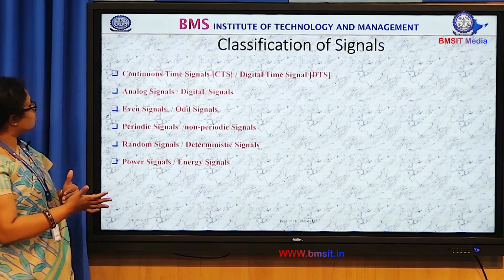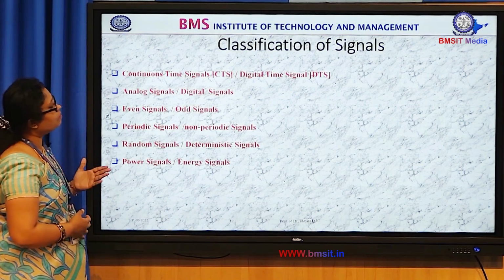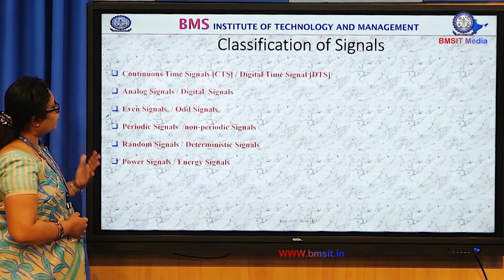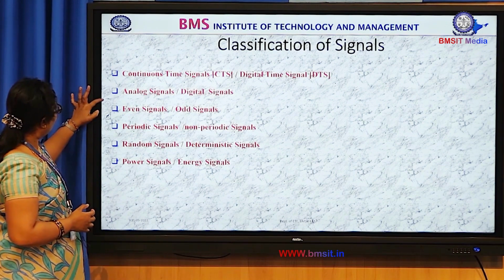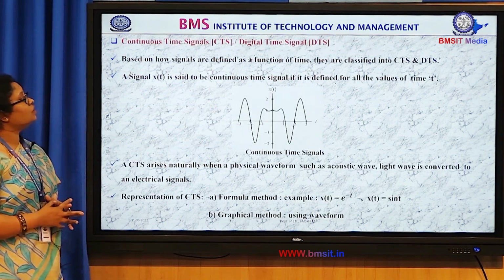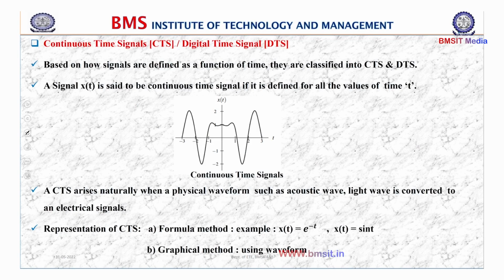In today's section we'll be seeing continuous time signals, discrete time signals, analog signals and digital signals, and even and odd signals. So let us start with continuous time signals and discrete time signals, that is CTS and DTS.